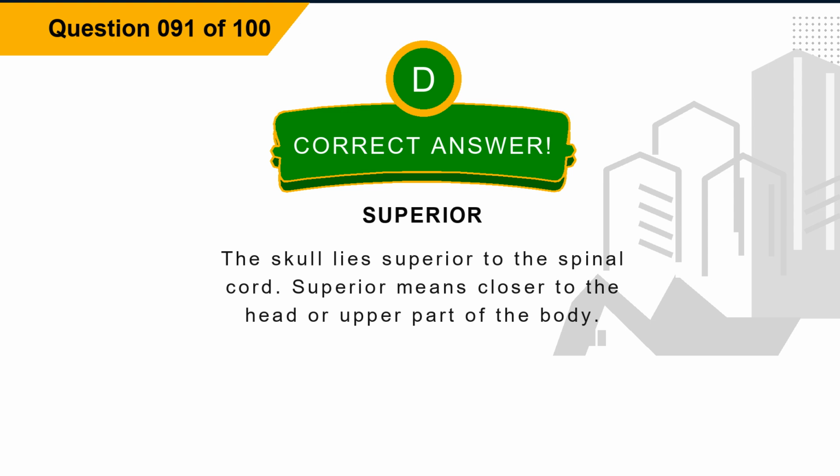Explanation: the skull lies superior to the spinal cord. Superior means closer to the head or upper part of the body.